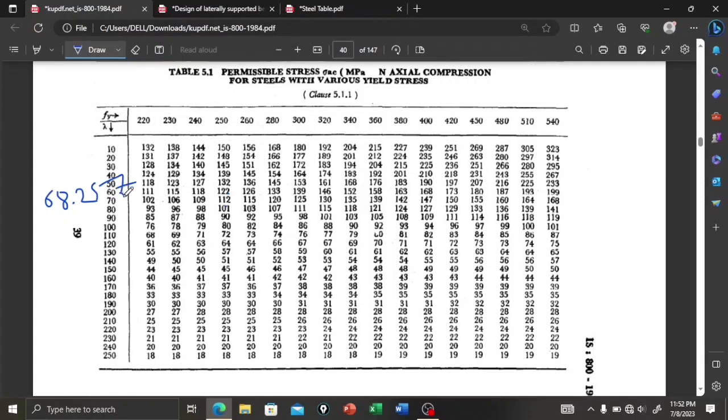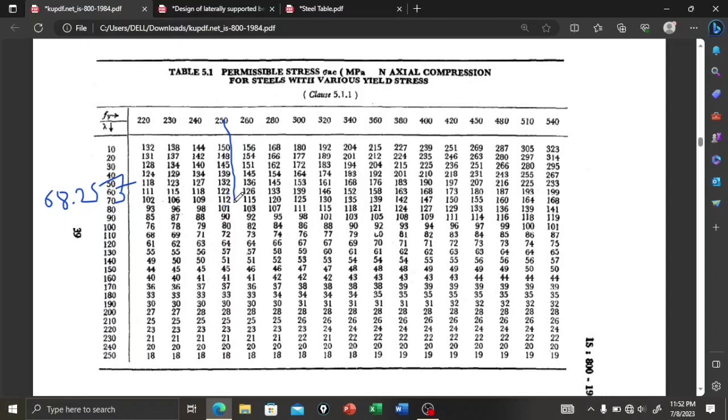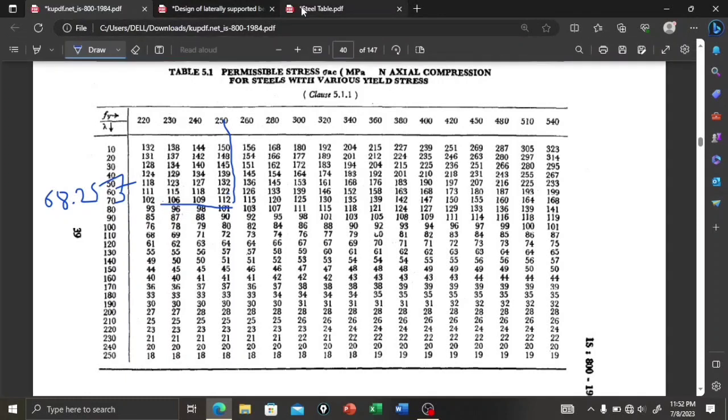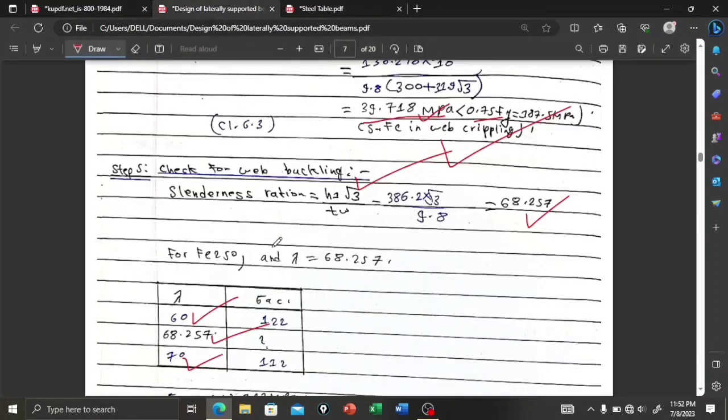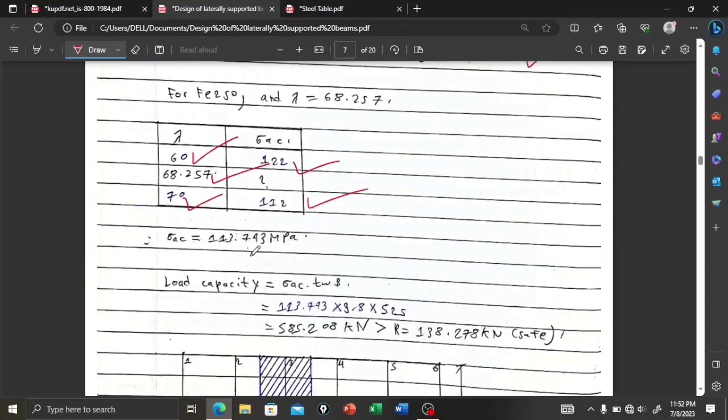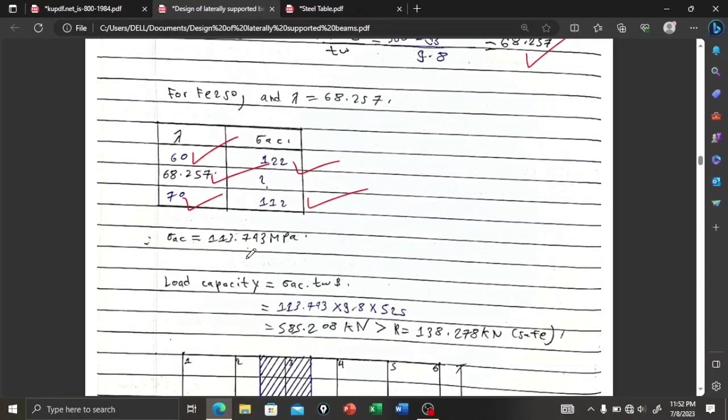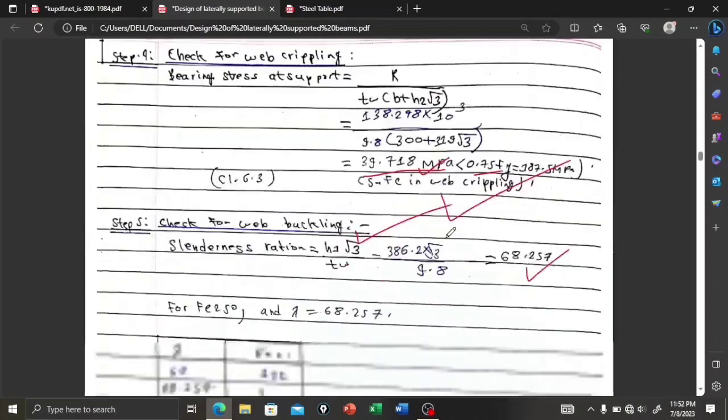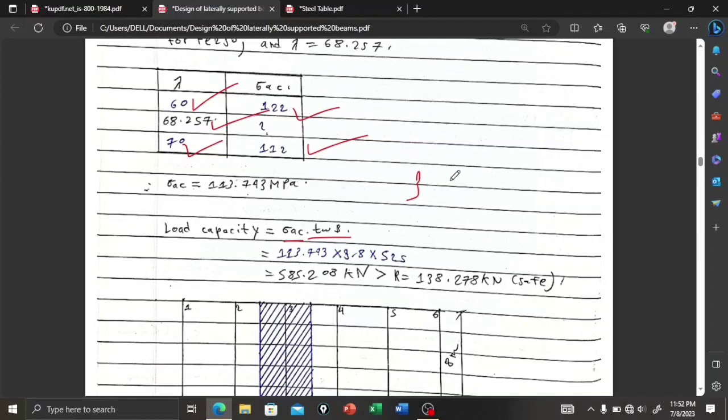It lies between 60 and 70. For 250, at 60 it is 122, and at 70 it is 112. By interpolation, sigma AC is 113.743 megapascal. Load carrying capacity is sigma AC times T W into B. 113.743 into T W is 9.8 and B is the bearing width, 300.